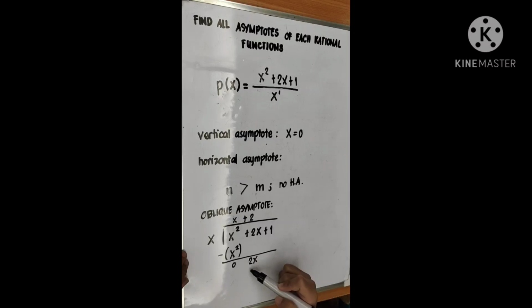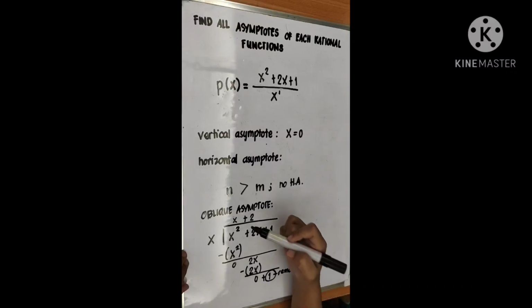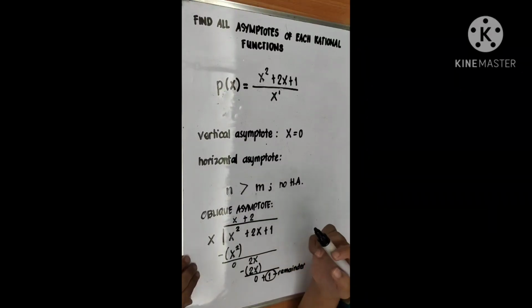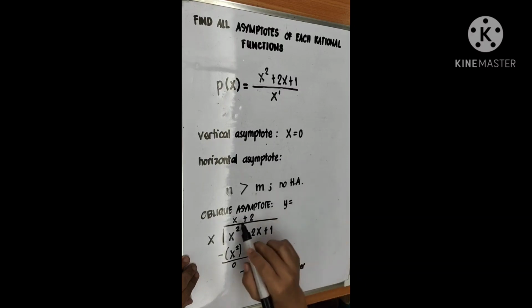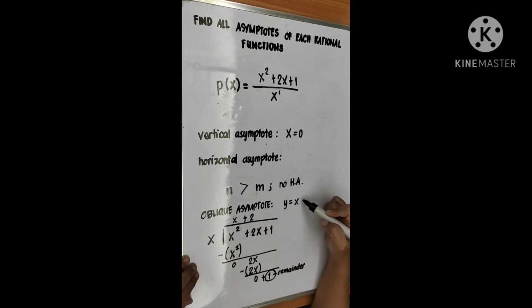So 2 times x is positive 2x. Now we are going to subtract, and this will give us 0. And then we will bring down positive 1. Since we cannot divide 1 by x, this means that this is now our remainder. According to the rule, we are going to disregard our remainder, and we will equate our quotient to y. And that is now our oblique asymptote. So y is equal to the quotient, which is x plus 2. This is now the equation for our oblique asymptote.